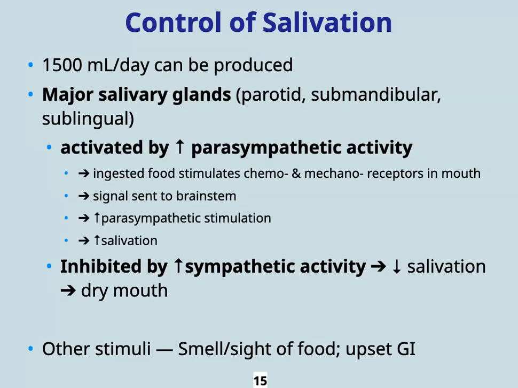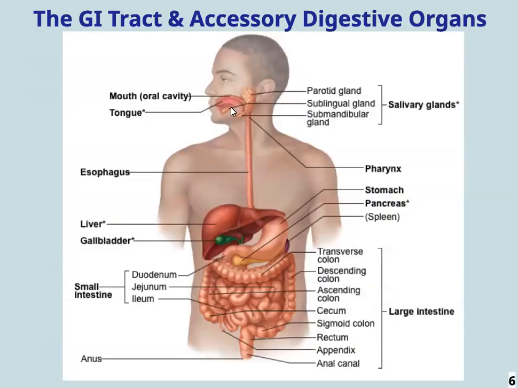Up to 1,500 milliliters of saliva can be produced each day. Of course, that value can range depending on the individual and the food that we're exposed to and other factors. In terms of control of salivation, there are three major salivary glands: the parotid gland, submandibular gland, and the sublingual gland. Sublingual is under the tongue, parotid gland just in front of your ear, and the submandibular gland is under the mandible, as its name implies.